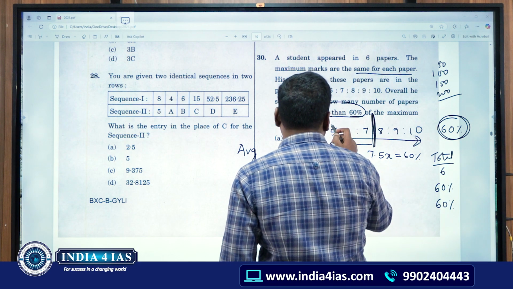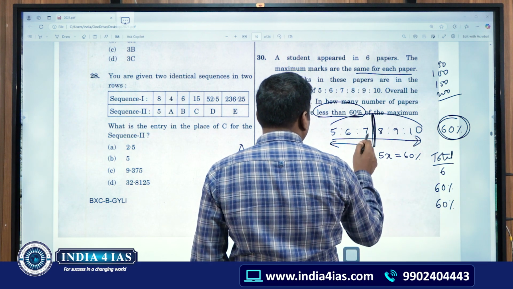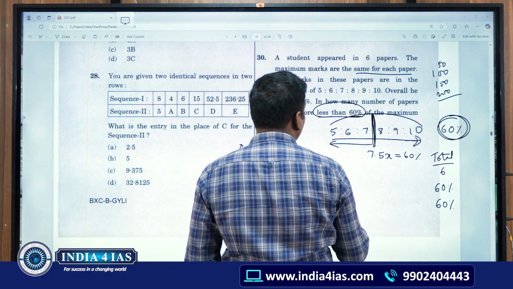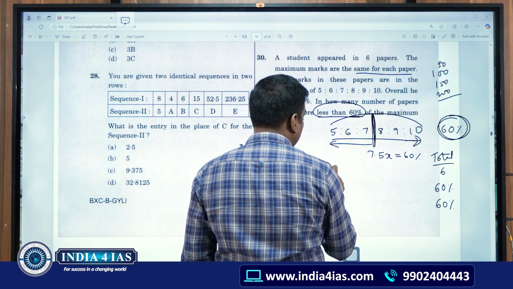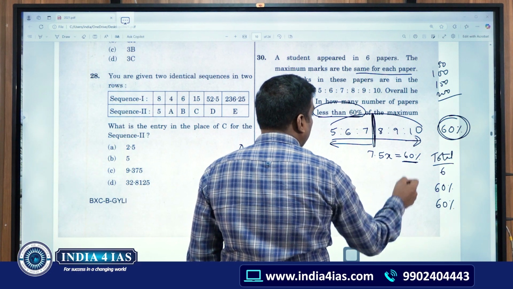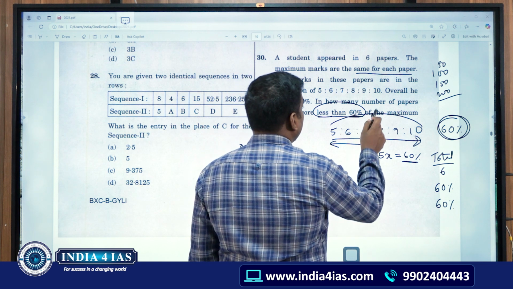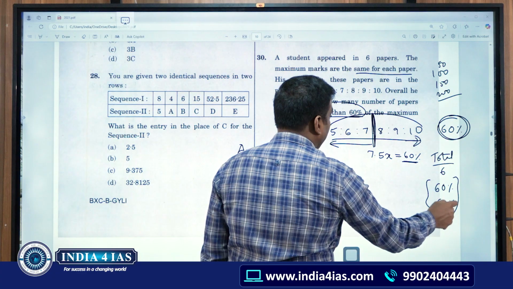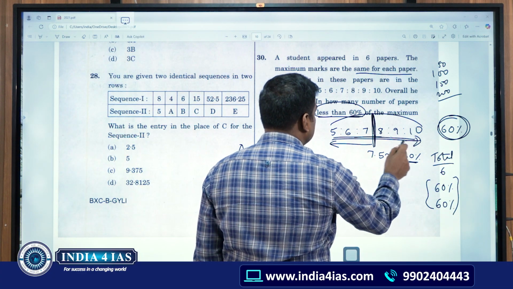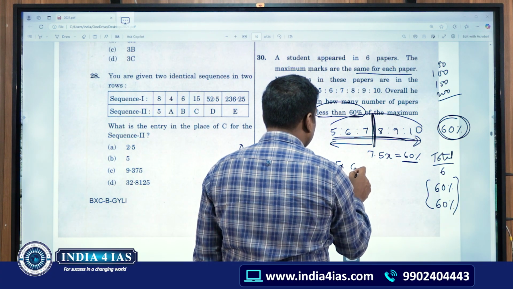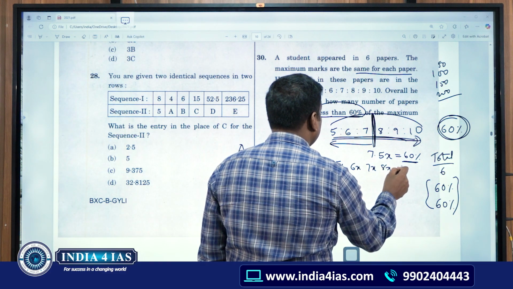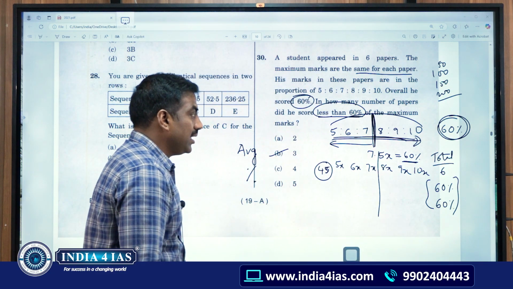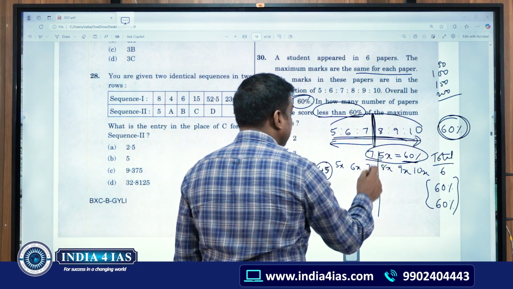Because if you take the average, 5 plus 10 by 2 into 6 papers, it is 45. So in 45 marks we are getting this 60%, the total score. Either it is average or percentage, it is 60% only. These are not percentages, these are the marks. For example, if I get 5x, 6x, 7x, 8x, 9x and 10x, what is the average or percentage? That will come in the middle. That is 7.5x equal to 60%.